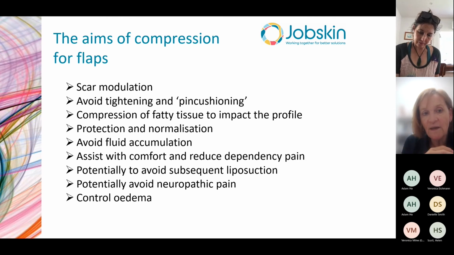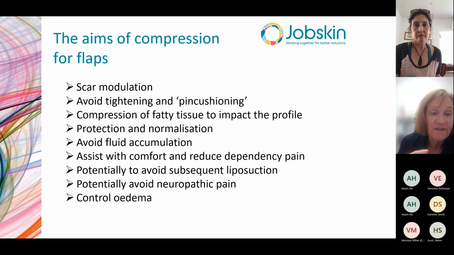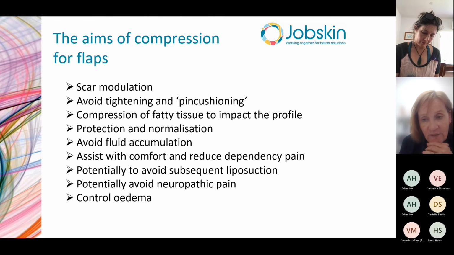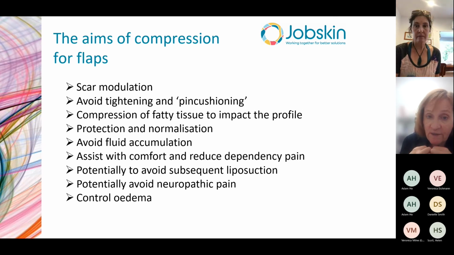So we want to avoid that. We want to compress the fatty tissue because that will give us a better profile. We want to protect and normalize this tissue. We want to avoid fluid accumulation. We definitely want to assist with comfort and reduce dependency pain, particularly in the lower limb. There is the chance that we can avoid subsequent liposuction to thin the flap, and there is the chance that we can avoid neuropathic pain, and we can certainly control edema.